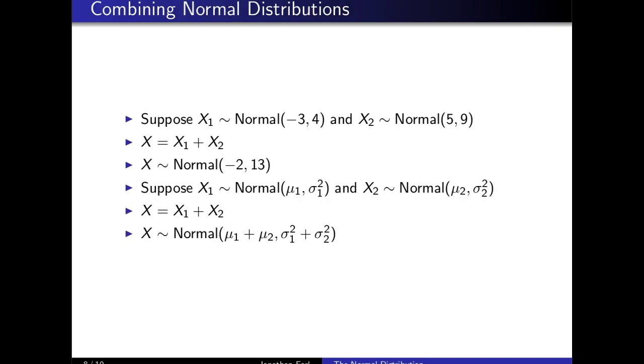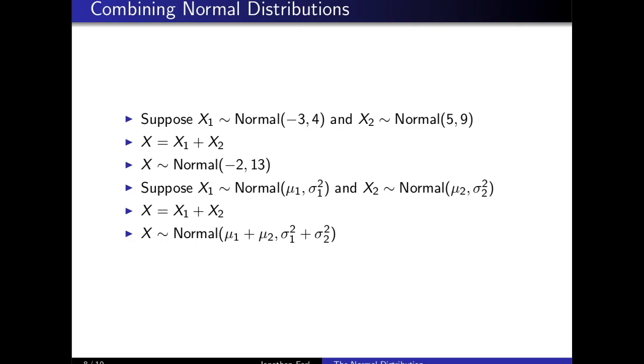Another attribute that we have with normal random variables is that it's really easy to combine them. So suppose that you're given two random variables that are both normally distributed. X1 is a normal random variable with mean -3 and variance 4, and X2 is a normal random variable with mean 5 and variance 9. If we look at the sum of these random variables, it turns out that X will be normally distributed with mean -2 and variance 13. In other words, we add up the means and also add up the variances. And the variance, because it's a squared value, has to be something positive.